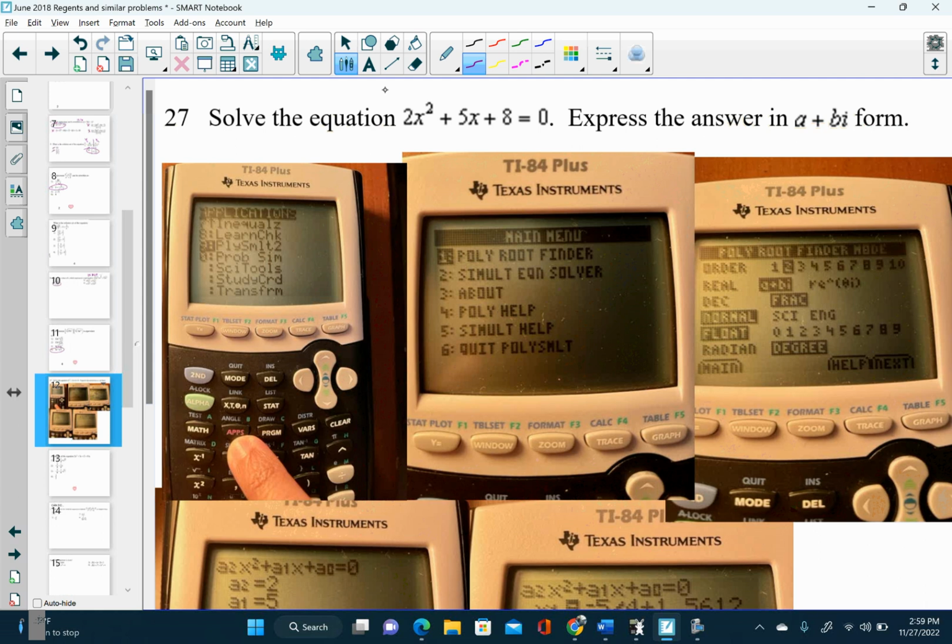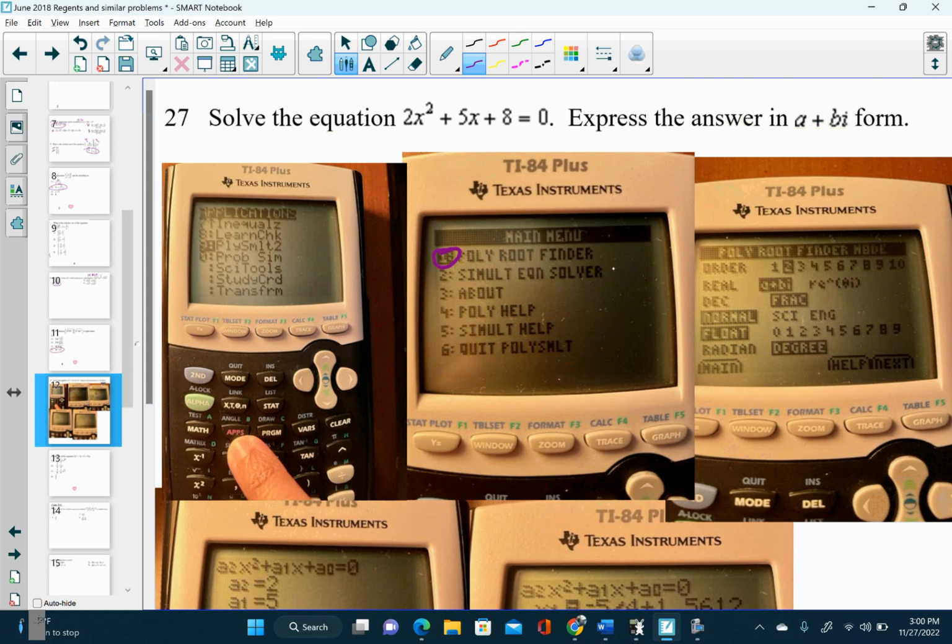You could do quadratic formula, but the calculator will allow you to do this pretty straightforward. All right, so first thing you're going to do is hit the apps button, which is the only purple button on the calculator. Hit apps. You're going to do polysymbol 2. Please do this with me. If your calculator doesn't have this, go switch out a different calculator. And then you're going to hit option number 1, which is polyroot finder.